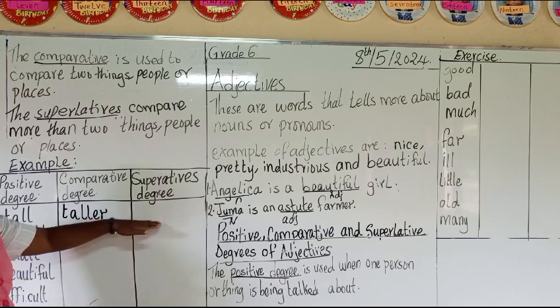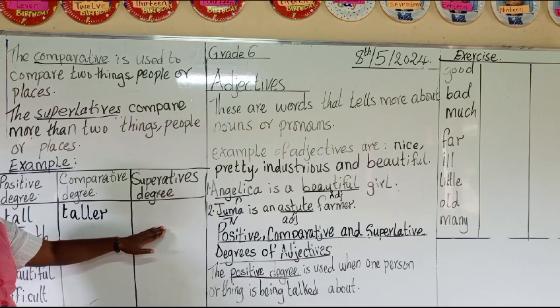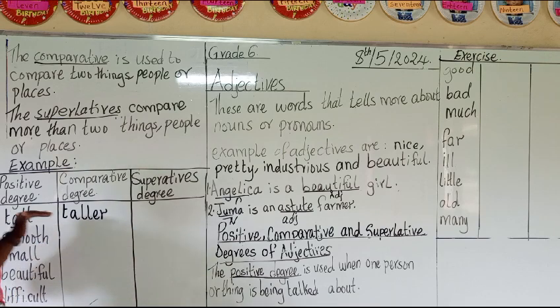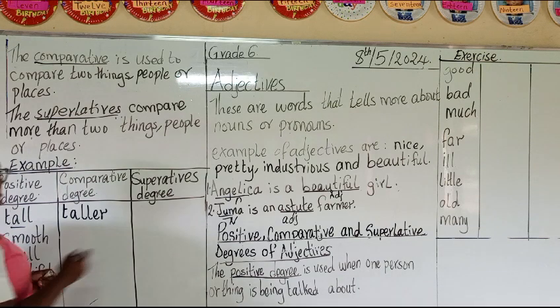If I'm to talk about three people, I'll say John is the tallest of them. Or John is the tallest in class. A class has several pupils, so it is comparing more than two. So I'll say tallest.